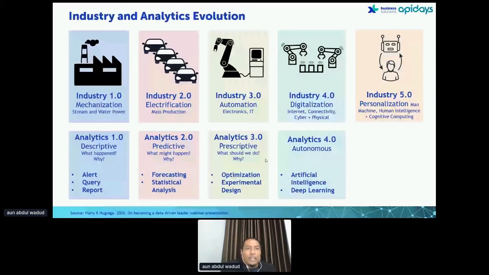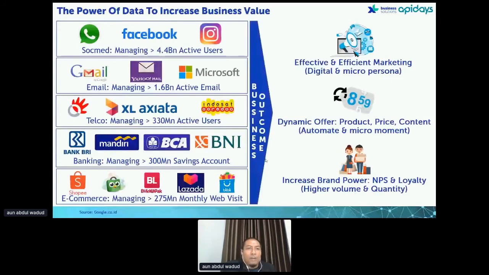And this is, as you know, the power of data. Some of the global giant players, like WhatsApp, Facebook, Instagram, and Google, are already digital or data-native organizations, which means they are fully aware of and utilize this data very well to support personalization in marketing itself, or dynamic offers for product, price and content, automation and micro moments, and also opportunities to increase NPS and loyalty. So we already see some industries heavily utilizing this data.